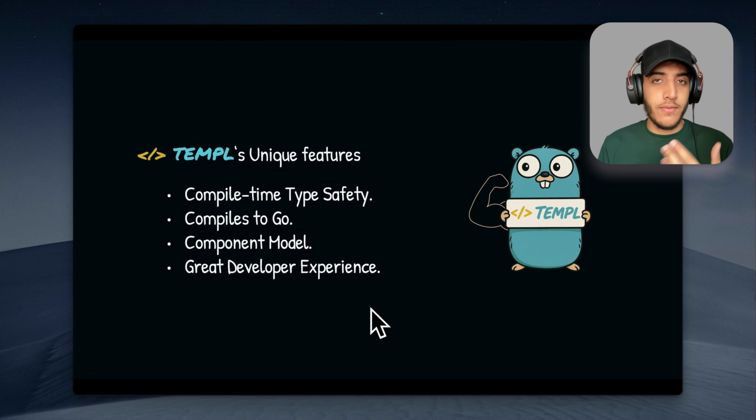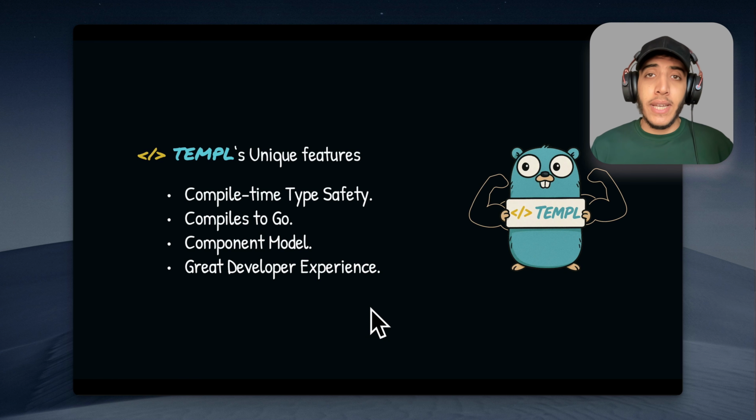So the first feature is that it is compiled. When you write your templates, you don't just interpret them at runtime, which makes it slow and also not so safe. You actually compile them into Go code, and then you use those Go functions that you have to render your HTML, which makes it much more type safe and also much faster.